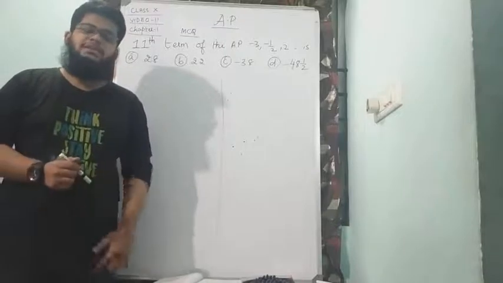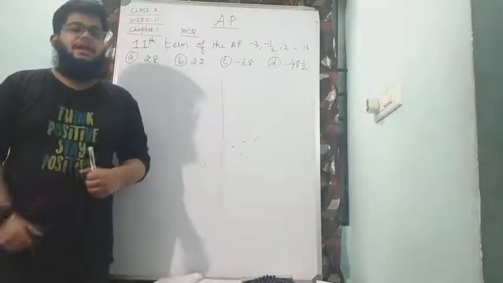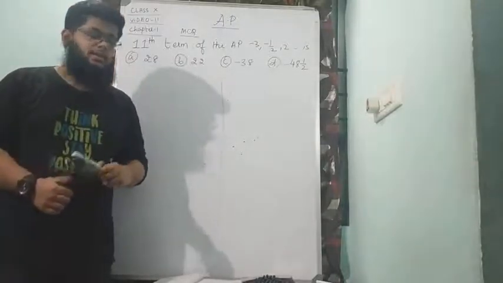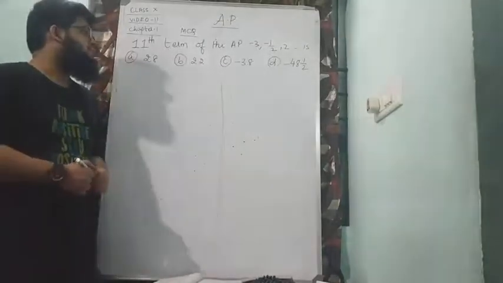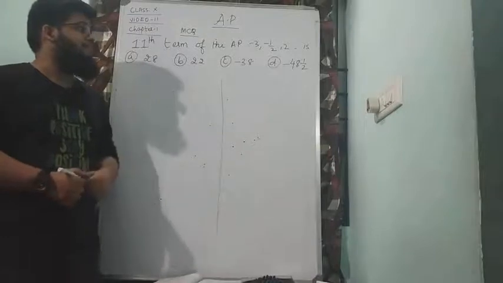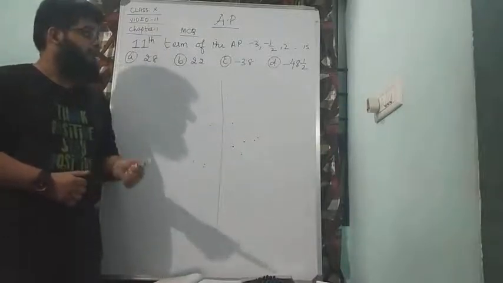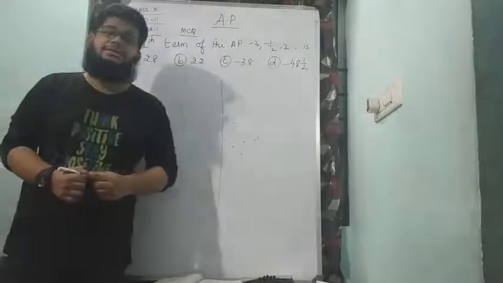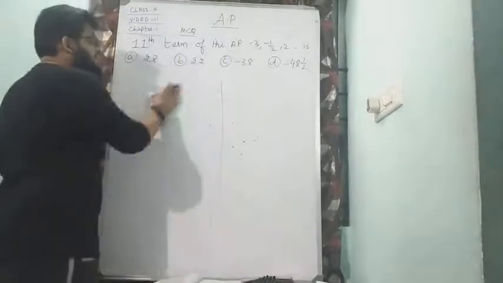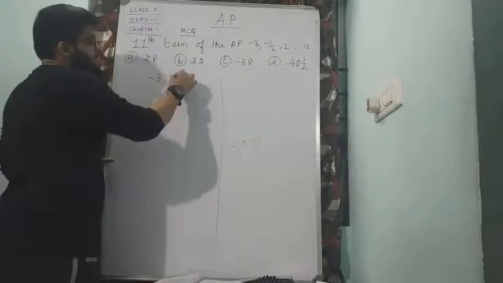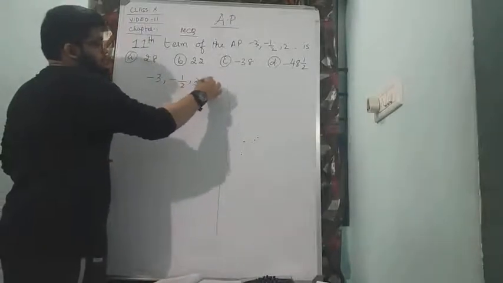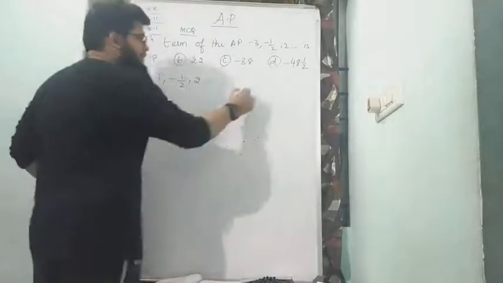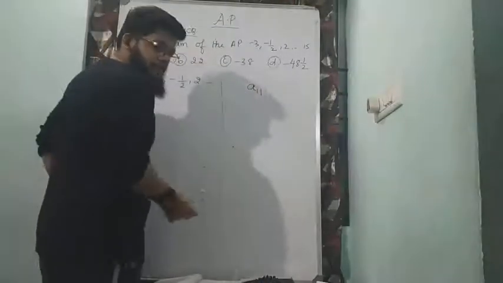We'll continue with the exercise that we had left in the last class, and we have one multiple choice question before we proceed to the next bit. So the question here is: the 11th term of the given AP, minus 3, minus 1 by 2, 2, etc., is. We have to find which of the four given options is correct. First of all, let me write down the AP, which is minus 3, minus 1 by 2, 2. For this given AP, I should find out the 11th term. 11th term means A11, right?